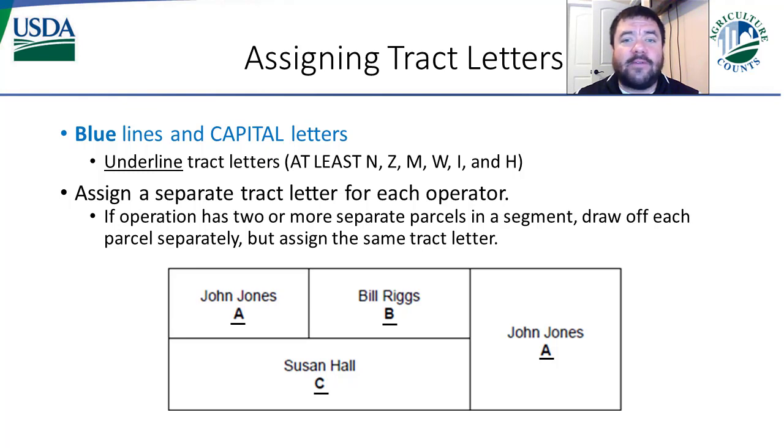In the example given, John Jones operates two separate pieces of the segment, but they can both be labeled with the same letter since he is individually operating both. This example is merely for demonstration purposes. We would never write the operators' names or any other personally identifiable information on the aerial photo.